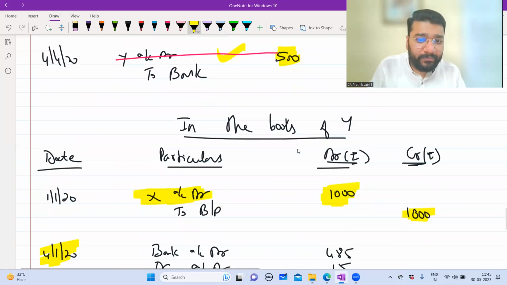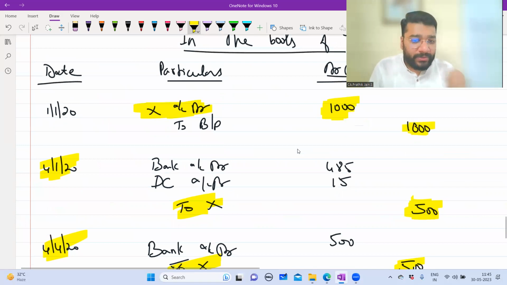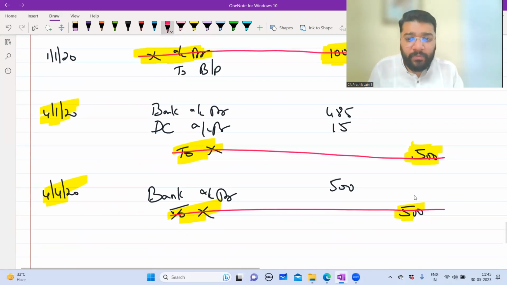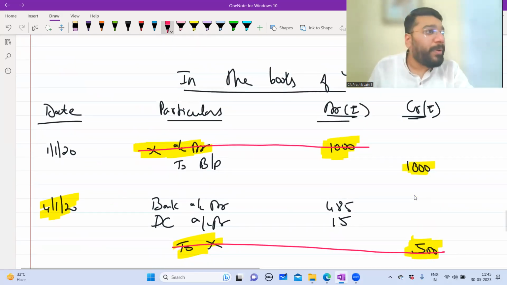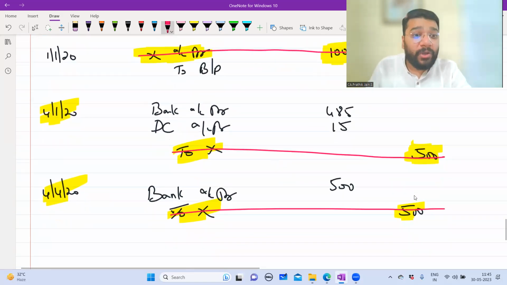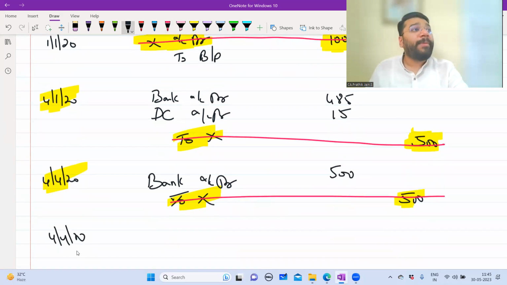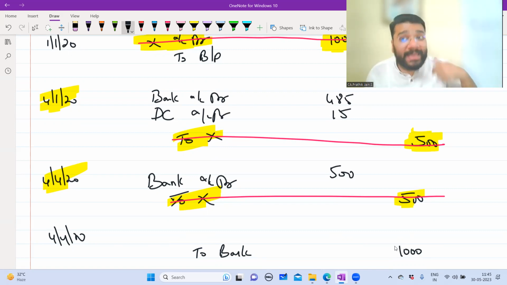So before that, let's see what all accounts are opened and closed. Sir, X account is opened here, 50% closed here, 50% closed here. Now which account is open? Sir, bills payable is open. That we have to close. So when will that get closed? Sir, on the date of maturity. So on 4/4/2020, on the date of maturity, I have to make the payment to the banker. From my bank account, money will go out to the bank. How much money is going out? 1,000 rupees. And this is for closing the bills payable, closing a liability.